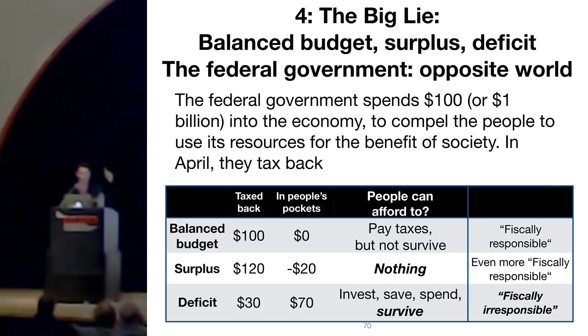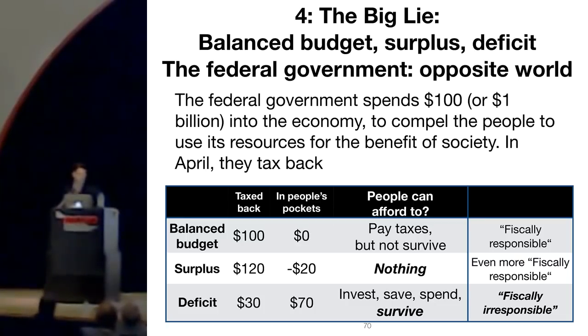And now let's go into opposite world. A balanced budget, a surplus, and deficit for the federal government. The federal government spends $100 into the economy, so people do what benefits society. And with a balanced budget in April, they tax back $100, all of it. What do people have left in their pockets after they pay their taxes? They have nothing. They have no money to invest or spend or save or survive. Yet this is what we are told is called fiscally responsible.